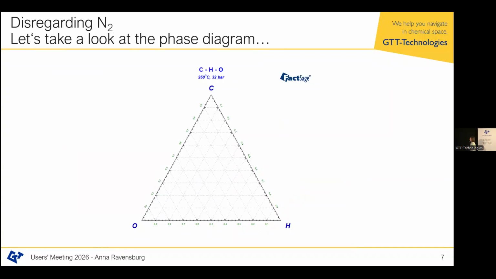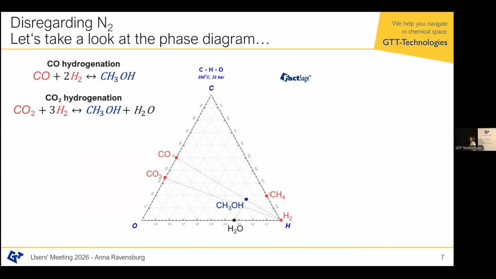The rest of it lies all in this phase diagram, C, H, and O, because N I do not consider for now. And if we take a look at this phase diagram and we put in all the species that are in the input, then they are here. And this is methanol, and this is the output that I would like to have. And these are the reactions that are happening in order to produce methanol. That's why I have this nice line between the components that I put in and the ones that I get out.